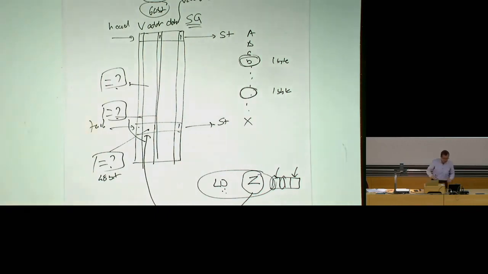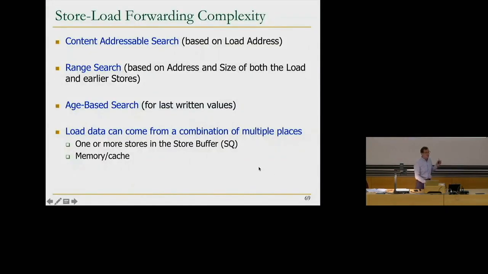I'm not going to build the complete logic over here, clearly. If you get a chance, build it for sure. But basically, this is the complexity of the search. It's a content-addressable search based on the load address, as I showed you. It's a range search, meaning based on the address and size of both the load and the earlier stores, because you may partially overlap with the address, right?